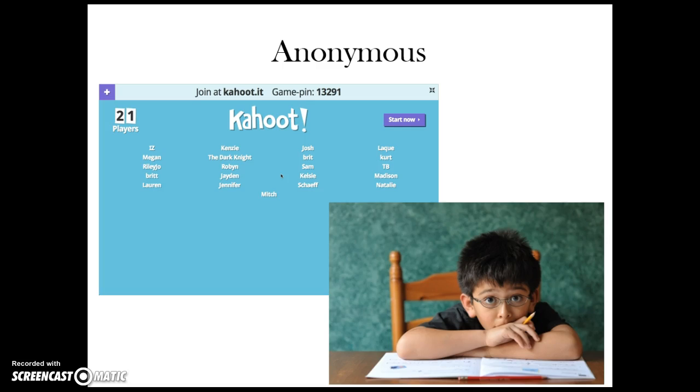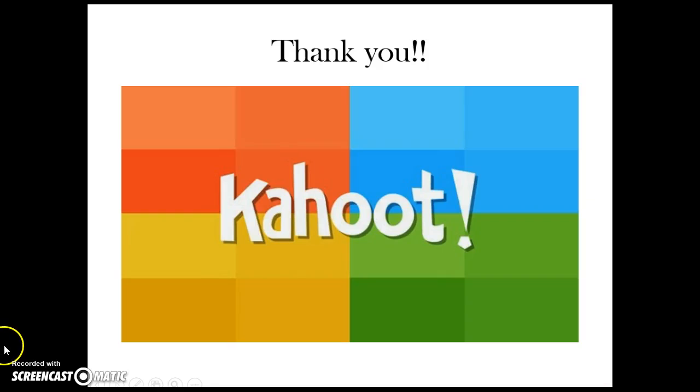Not all students participate in school. Some students are shy and quiet. Kahoot allows the students to answer anonymously due to the nicknames they have chosen when logging in. This empowers some students to answer without having to give a verbal answer in front of the class. This gives the teacher an understanding of what the entire room knows.